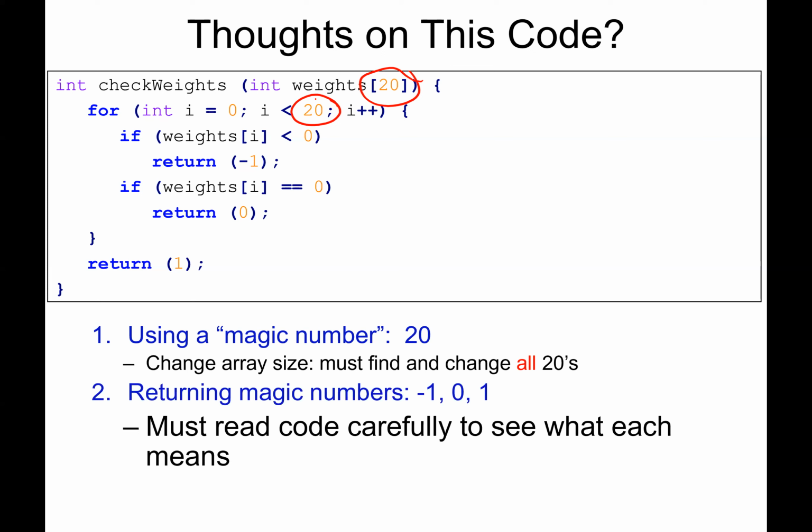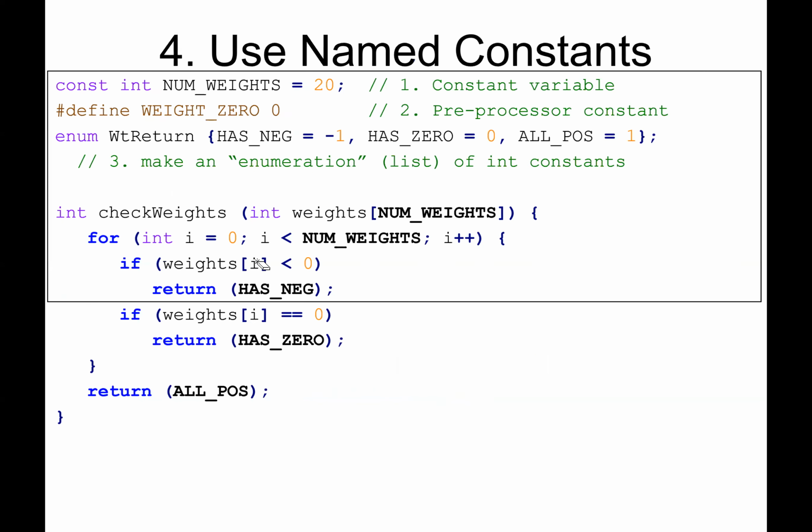Another magic number is I return -1 here, 0 here, and 1 here. So what are those for? No comments. I could put comments in, and that'd be a bit better, but better still would be to return named constants. I can say I've got a constant integer called numWeights, set that equal to 20. I use that for my array, and I use that for my loop. Now, if I ever change how big these are, I change it in one spot. Much easier to read, much easier to change.